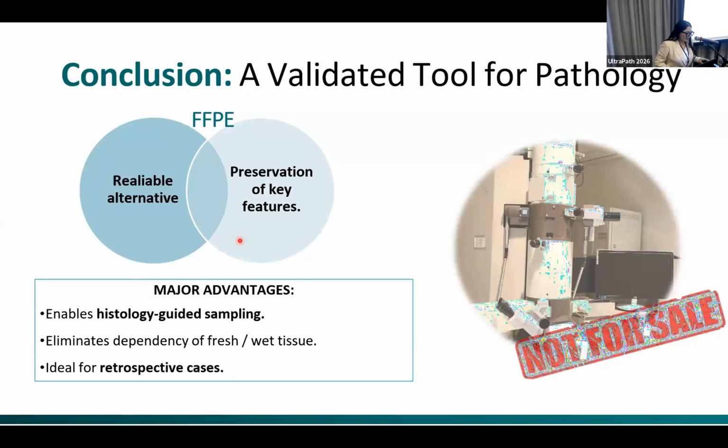So the conclusion: the use of FFPE is an alternative because of the preservation of some key features in some tumors. And the major advantage of using this is the targeted sampling, eliminating the dependency on fresh or wet tissue, and it's ideal to perform in retrospective cases.